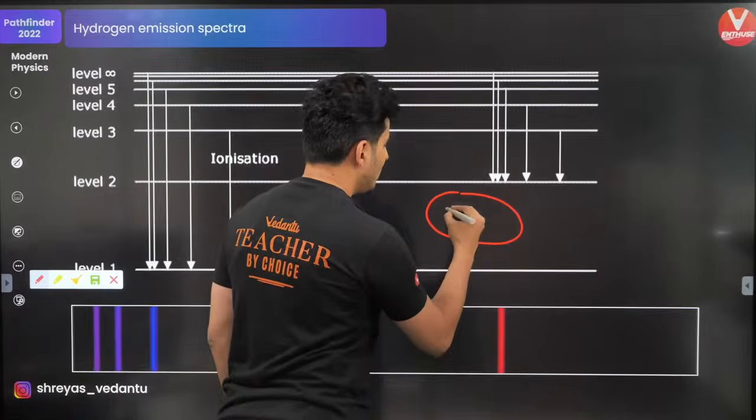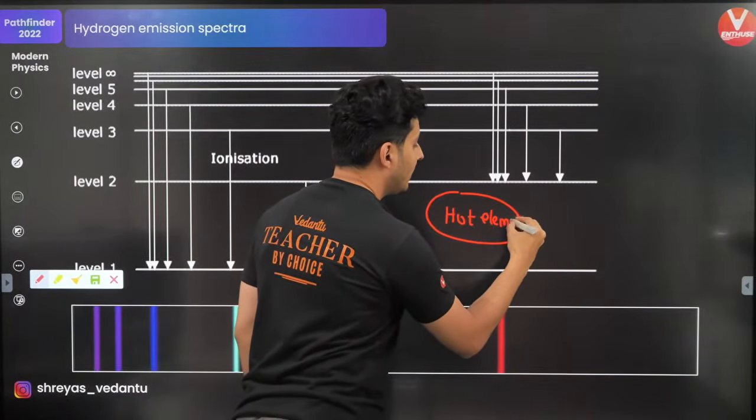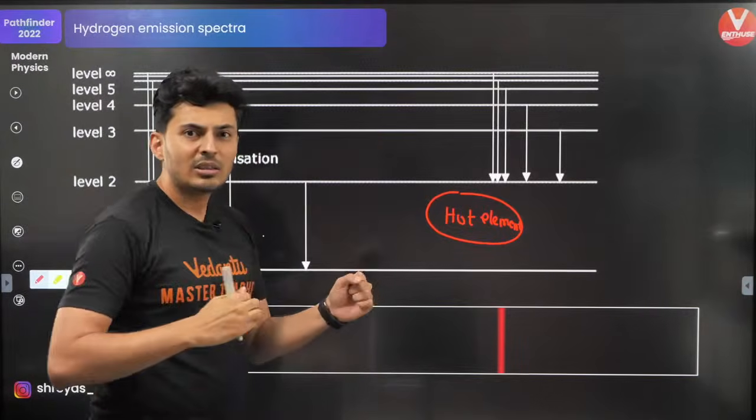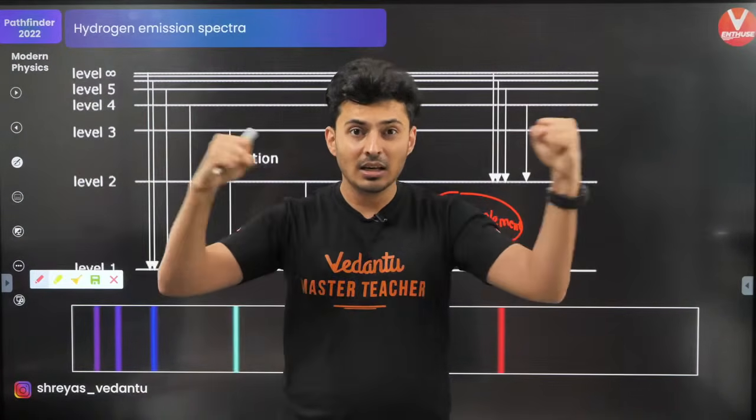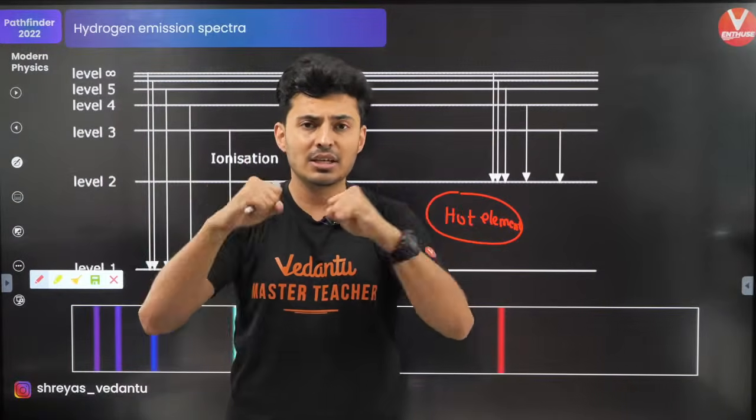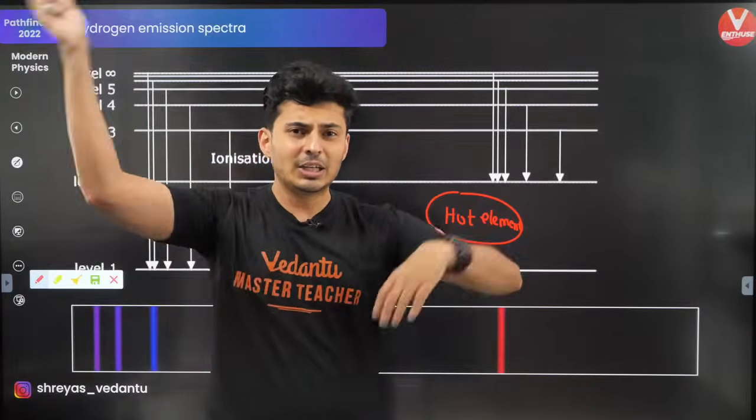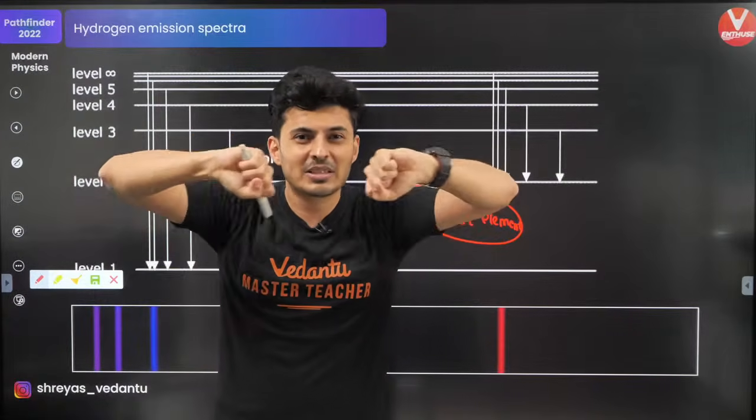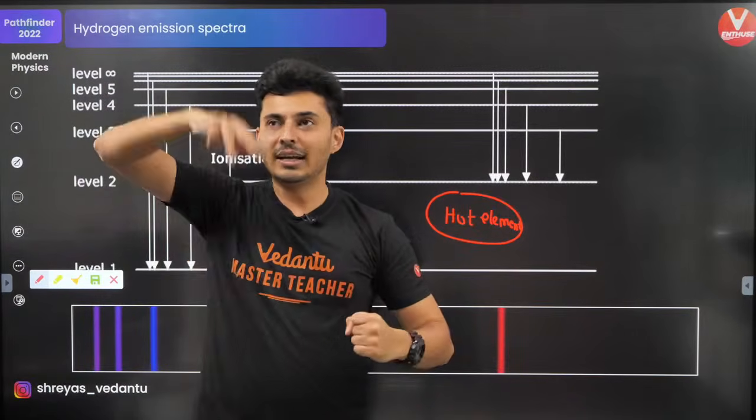So you have some hot element. That hot element will have atoms with high energy, vibration, rotation, oscillation, everything translational. So when they hit each other, the electrons get knocked out. Remember, electrons are on the outermost shells, so they get affected the most. The electrons get knocked out.